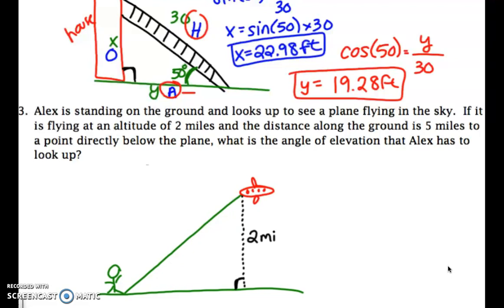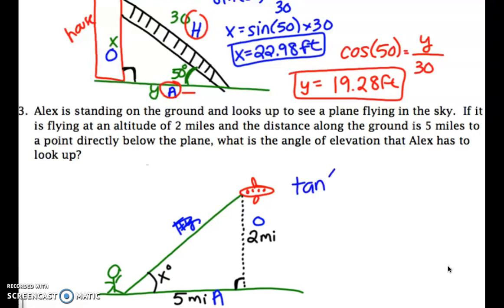So there is my right triangle formed. And the distance along the ground is 5 miles. So this distance right here is 5 miles. What is the angle of elevation that Alex has to look up? So I am looking for how far he looked up to see that plane in the air. So I need to label my triangle. So this is going to be my hypotenuse, and this is going to be opposite, and that will be adjacent. So I'm dealing with O and A, which is tangent.